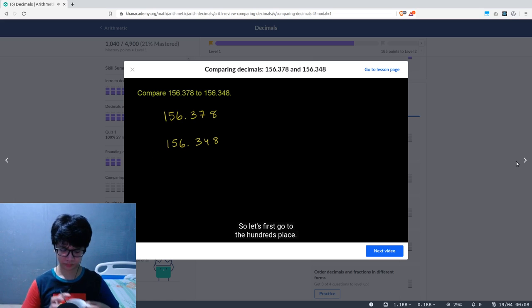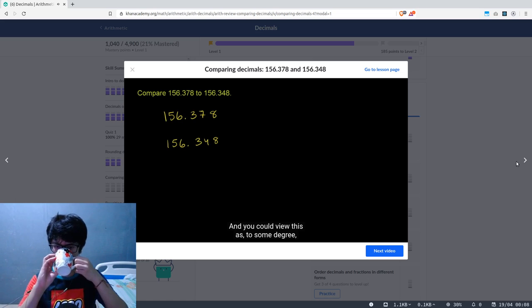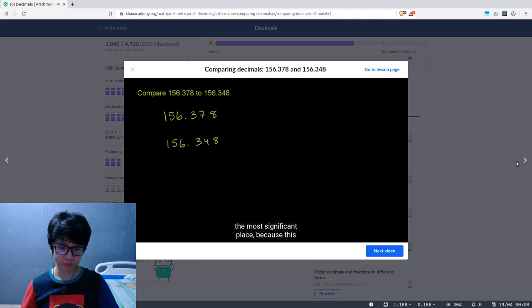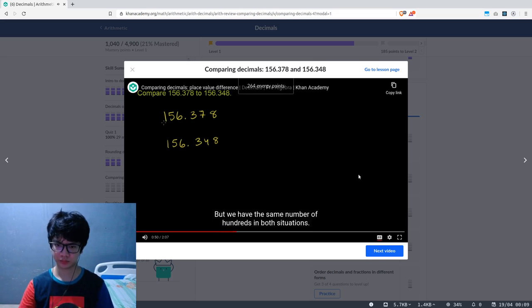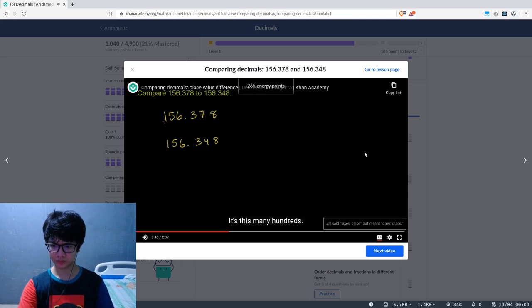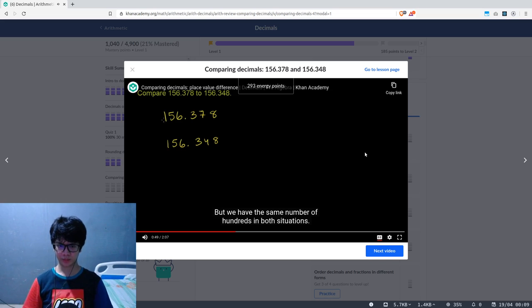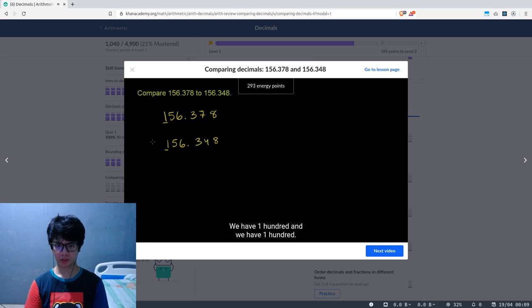So let's first go to the hundreds place. And you could view this as, to some degree, the most significant place, because a one in the hundreds place represents a lot more than a one in the tens place or one in the ones place. A one in a hundreds place represents 100. But we have the same number of hundreds in both situations. We have 100 and we have 100.